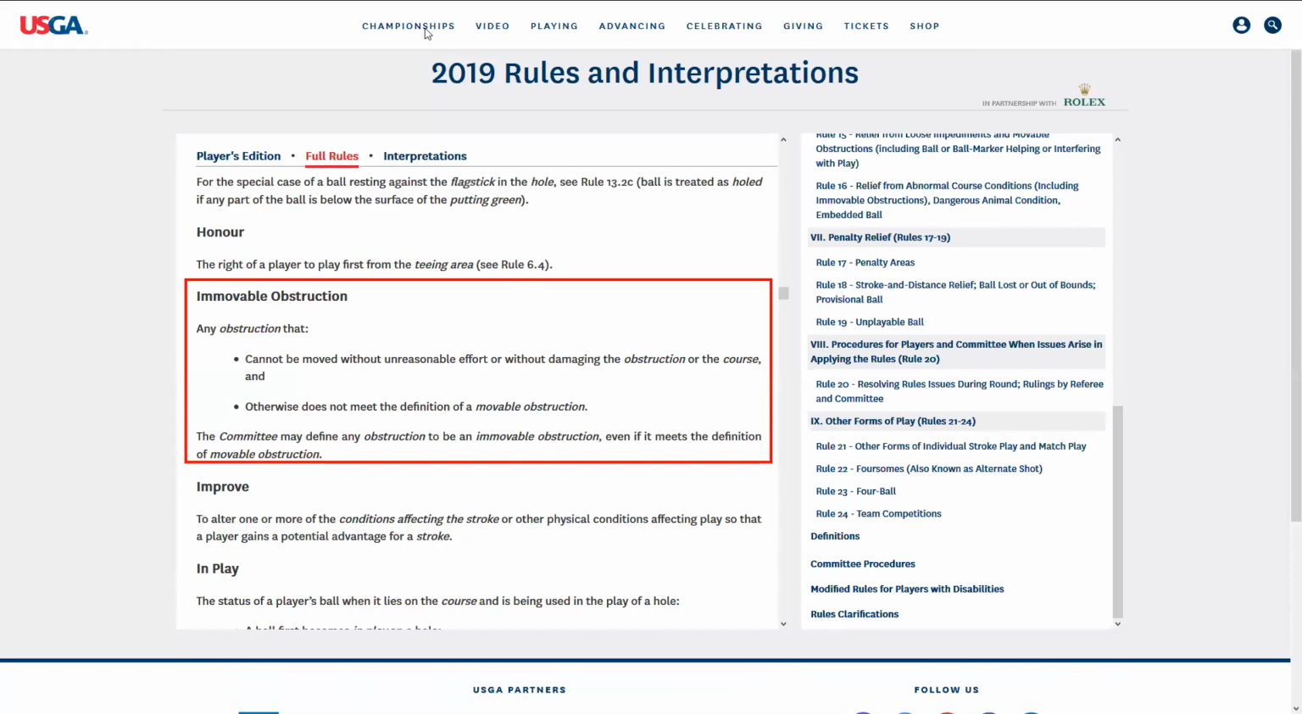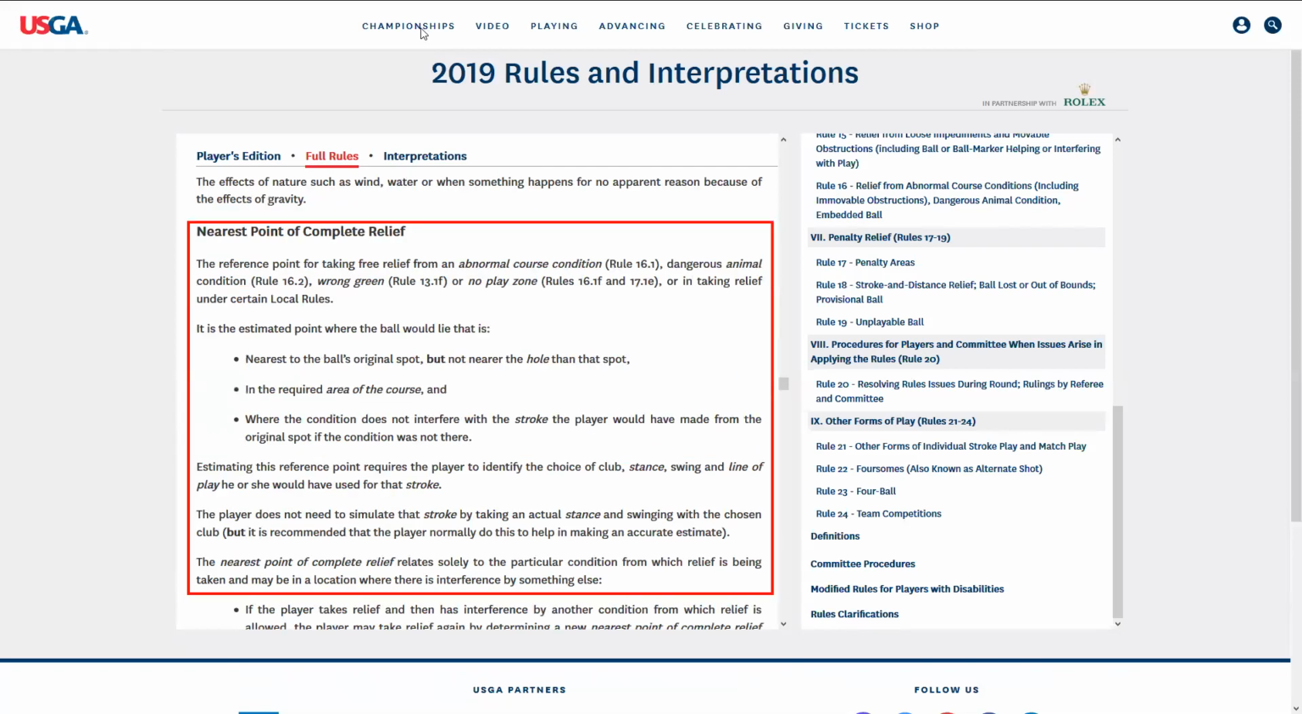Nearest point of complete relief. Page 211. This is a slightly new term, but the concept has not changed, I think, much at all. The old term was nearest point of relief. It's now called nearest point of complete relief. It's just more descriptive of what it was before, and I think it's a good change to have that. Nearest point of complete relief is just a reference point. That's it. And it's a reference point for taking relief under only a few specific rules, and that's why we're going to talk about it in Rule 16.